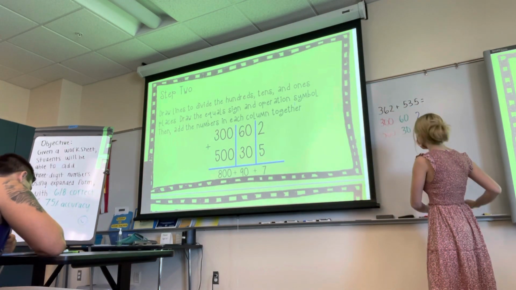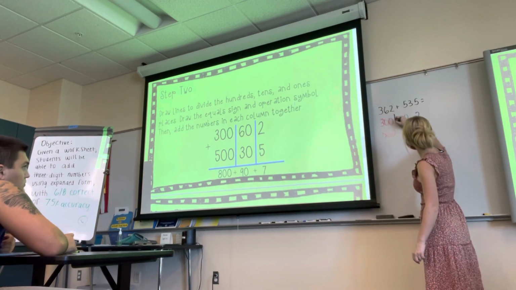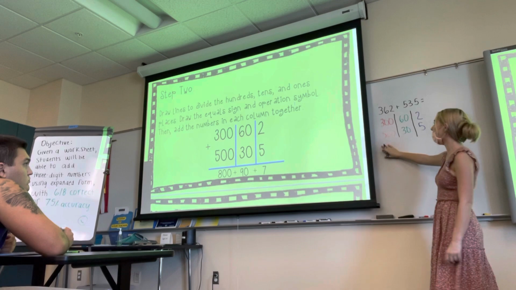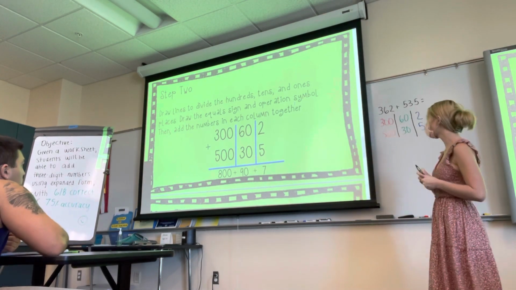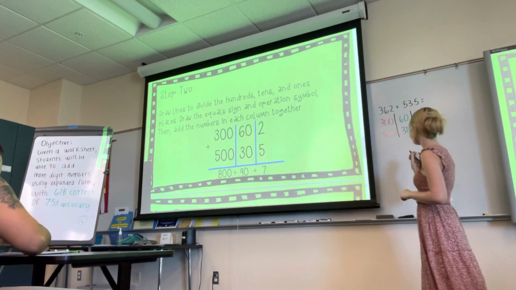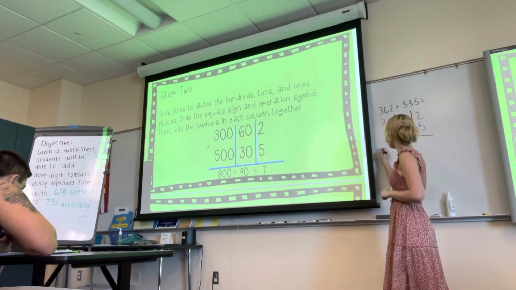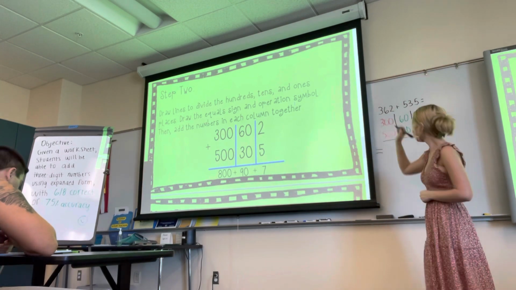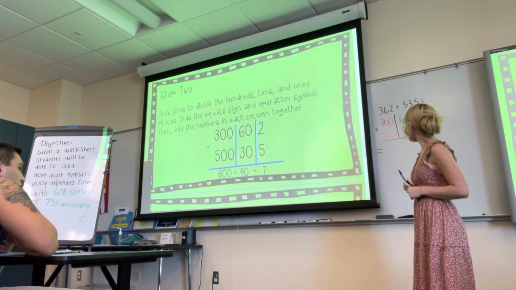So we are going to draw lines to divide our hundreds, tens, and ones. And this is why it is important to line your numbers up when you are writing them in expanded form, or your lines are going to look super wonky. Draw that line under, put your equal sign, and your operation symbol. Now let's add these together.